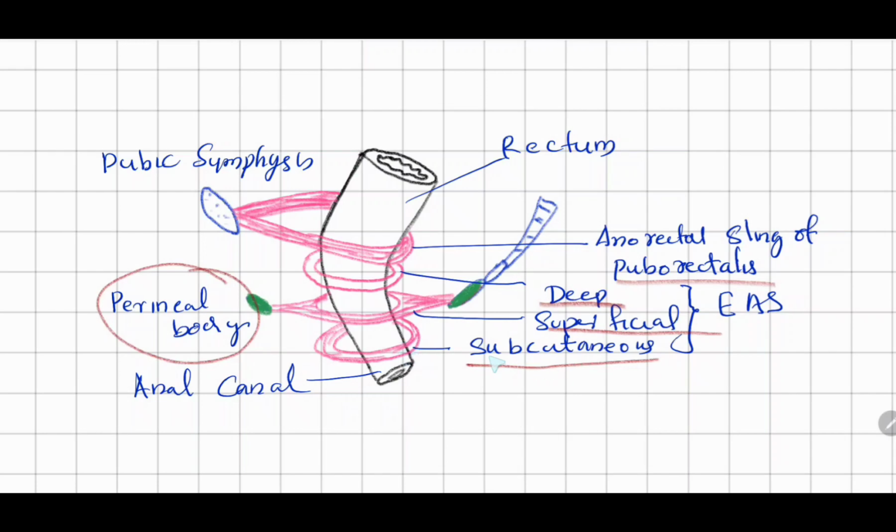And below we have the subcutaneous part here. The subcutaneous part is a flattened band around the anus. It lies below the superficial part and it also does not have any bony attachment.